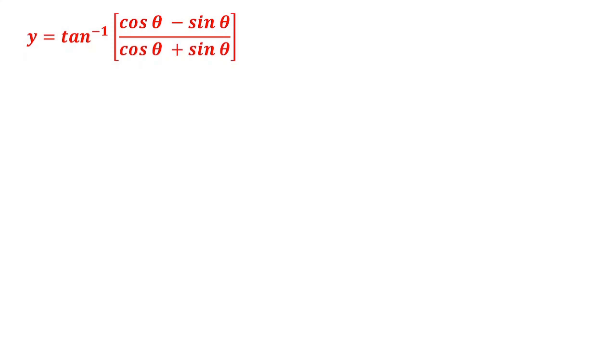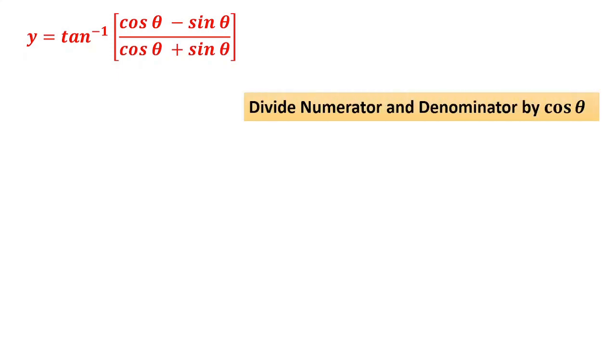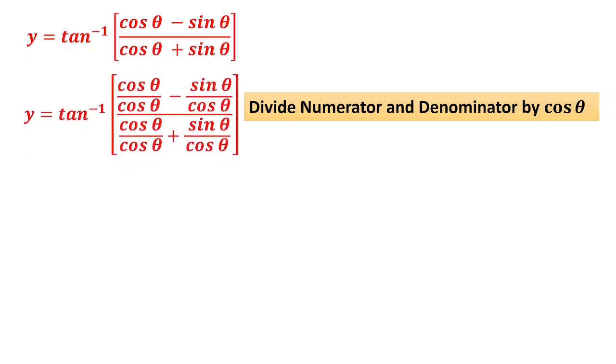Already we have discussed whenever we have tan inverse, inside you should get tan of something or cot of something, whatever may be. Therefore, what we are going to do is divide numerator and denominator by cos theta. What will happen to it? Cos by cos minus sin by cos, cos by cos plus sin by cos. What is cos by cos? 1. Sin by cos is tan.